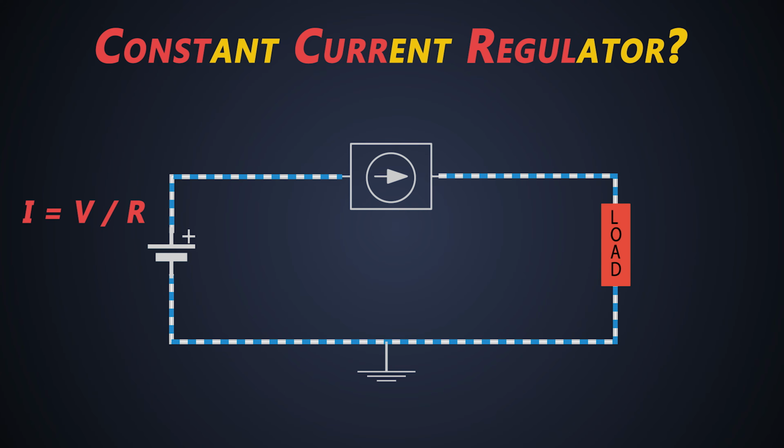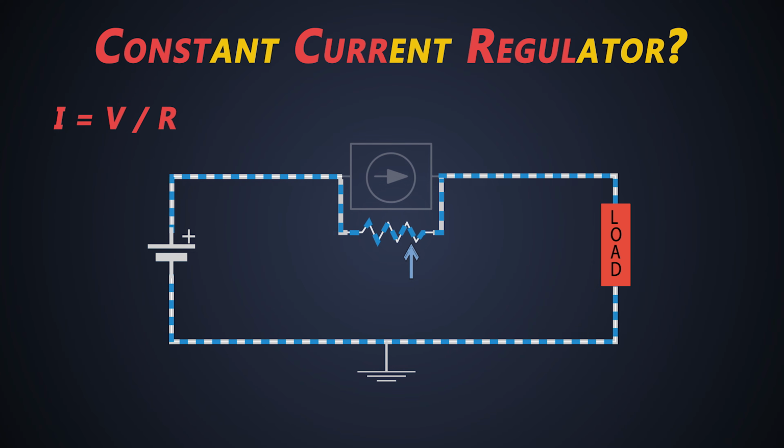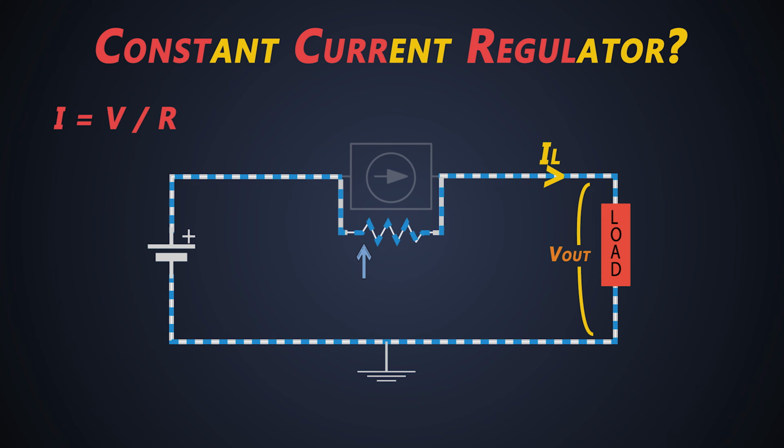So, with this logic, the constant current regulator changes its own resistance in order to give the constant output current, which may result in changing output voltage to pump the current in the load. So, when the load current is supposed to increase, the regulator decreases its resistance, and when the load current is supposed to decrease, the regulator increases its resistance.